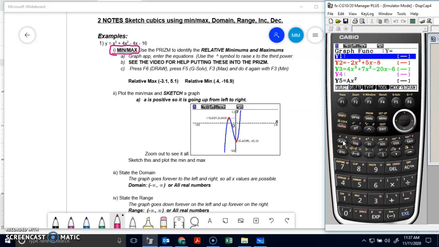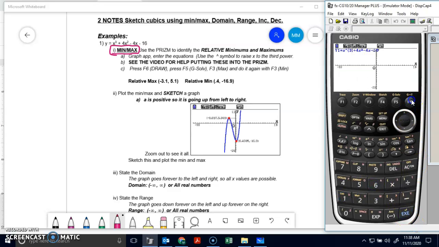Now watch my keystrokes. I'm going to hit X, and then I need to use the arrow symbol. There is an x to the third on here, but it is much easier just to use this caret symbol for higher orders. So I hit the caret symbol, and it makes a little box for the exponent, and I type 3 in. Now look at my cursor, it's still up in the exponent. So you have to hit the right arrow to get it out of the exponent. Then I can type the rest in: plus 4x squared minus 4x minus 16.